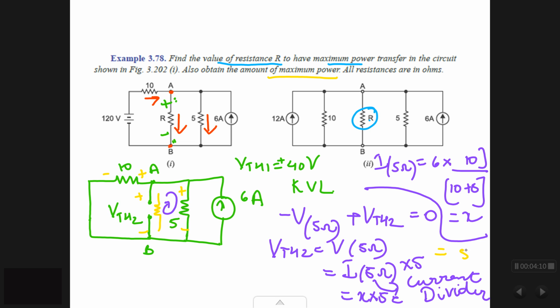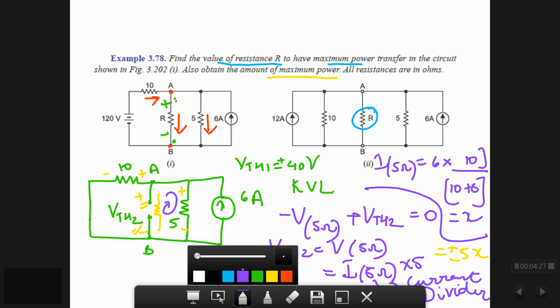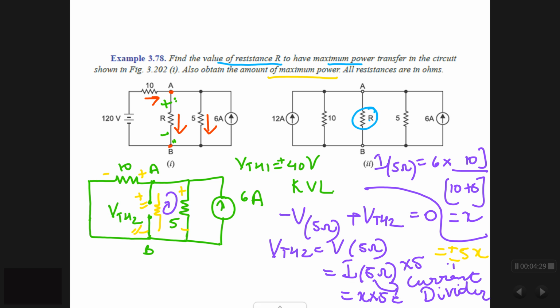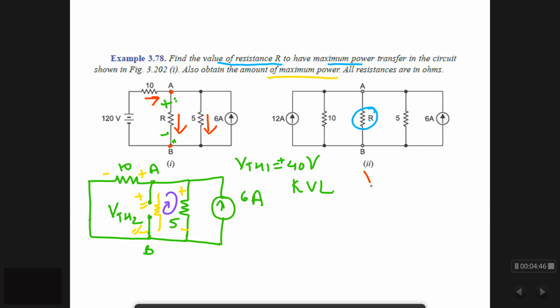So say the voltage is 5x. Now you have to assign it a sign plus or minus. For that, you check this polarity with the original polarity. This is plus, this is minus, this is plus, this is minus. Since both the polarities are matching, this comes out to be plus 5x. So that is your voltage over here. This is your VTH2. Now, you have found VTH1 as 40, VTH2 you got as plus 5x.